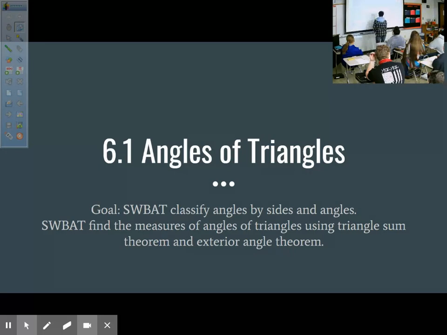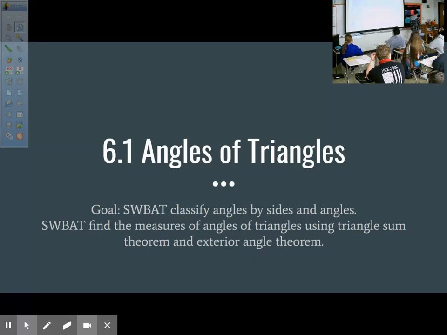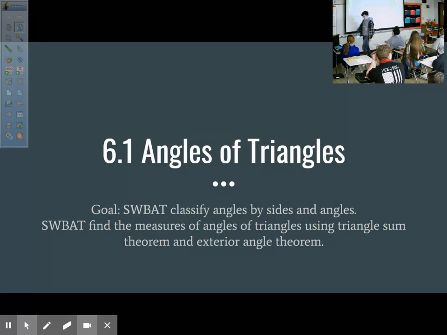Alright, we're starting chapter 6 today. 6.1, angles of triangles. Our goal: students will be able to classify triangles by sides and angles. You did that before in elementary school, so we're going to move through that part rather quickly.